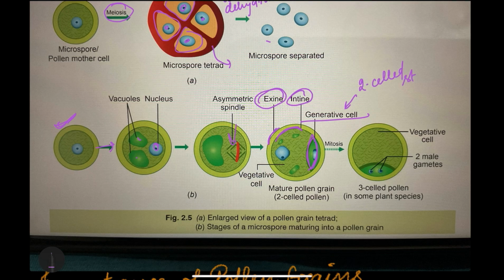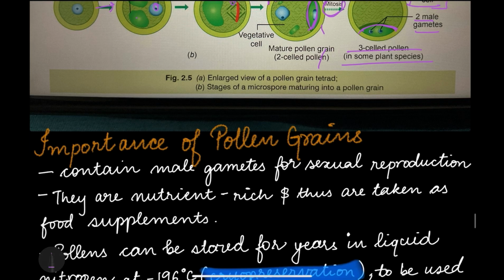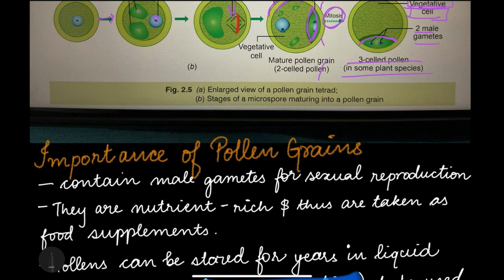Okay, then it again went through mitosis. In 60% cases the division is up to here only, but only in 40% cases this occurs. Okay, three celled pollen, two male gametes are formed because it undergoes mitosis. What is mitosis? Equational division. Okay, and the vegetative cell is as it is, and only the generative cell undergoes mitosis to form the three cell stage. I hope it is clear till here.